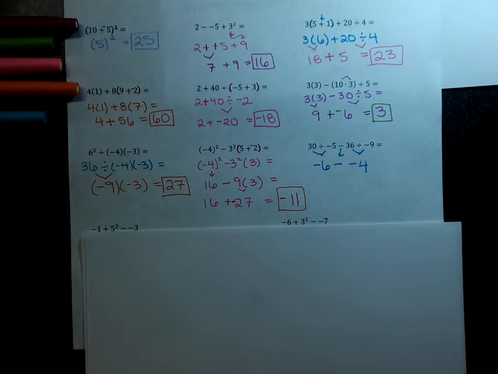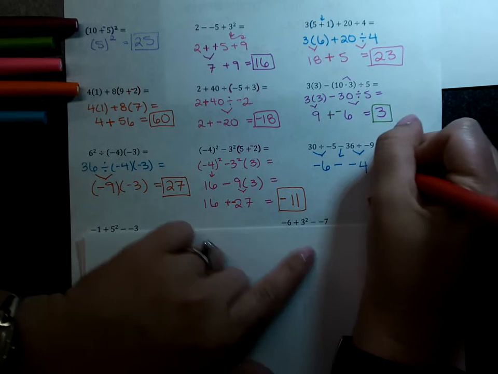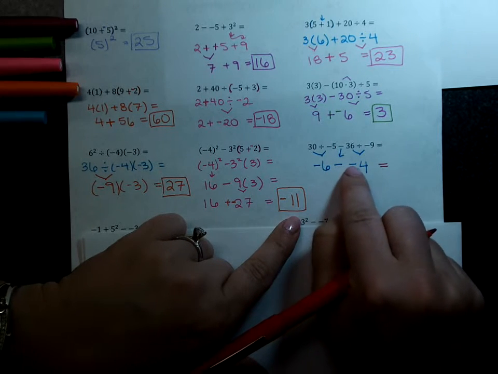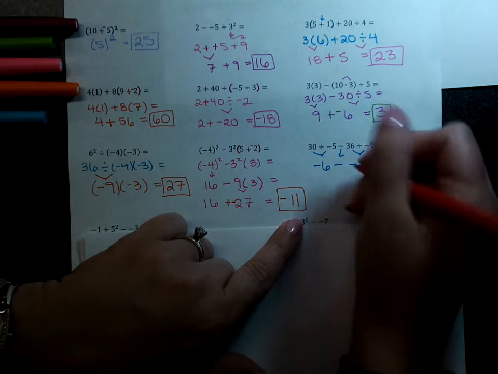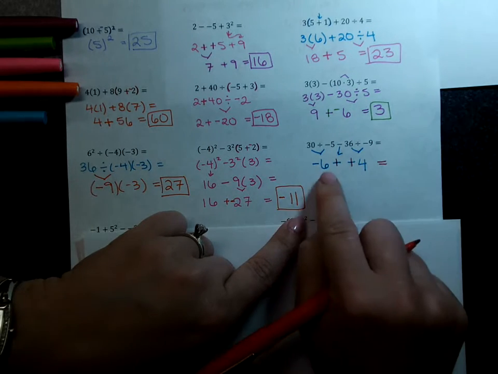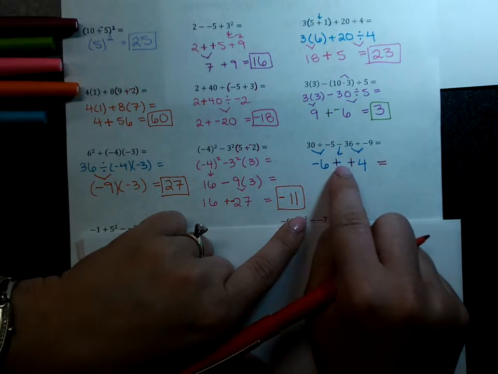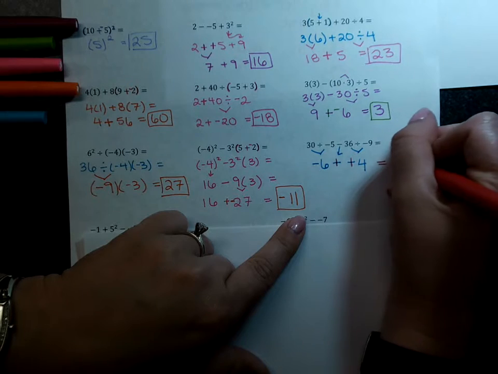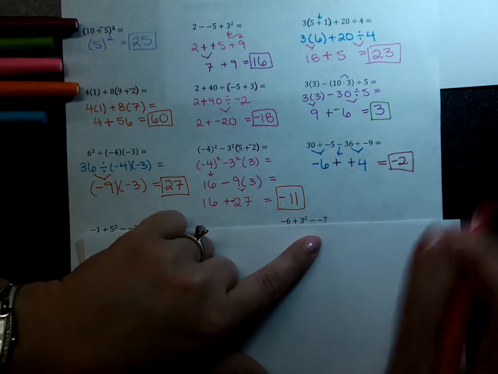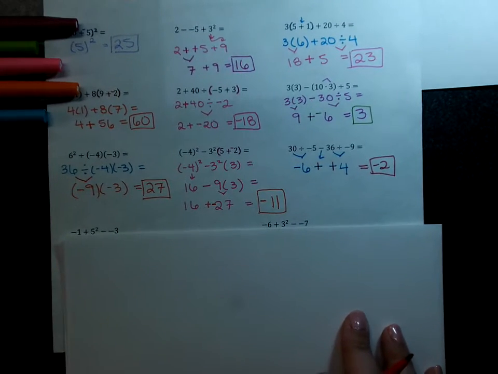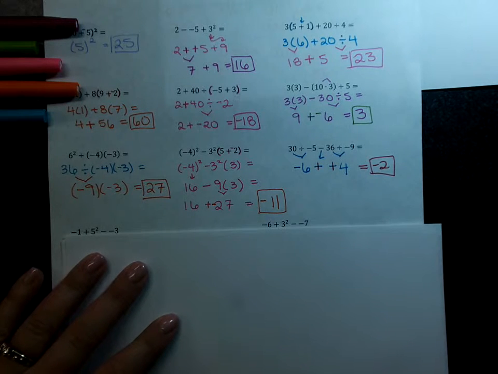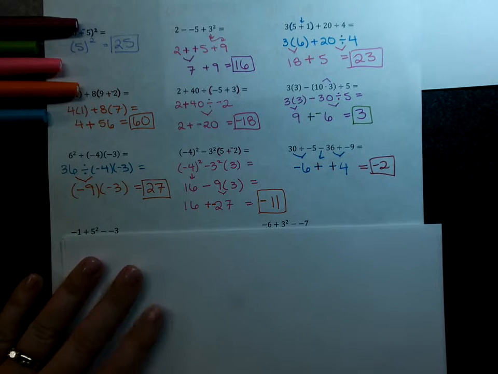This is where students get super frustrated because you have to keep up with all these little symbols. So we have negative 6 minus negative 4. We're going to do keep, change. So it becomes negative 6 plus positive 4, which is negative 2. So very, very carefully, very slowly, one step at a time.